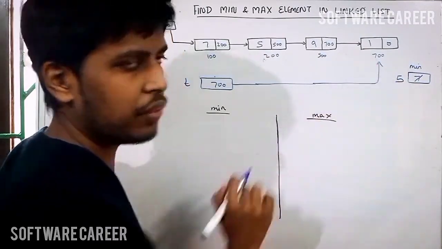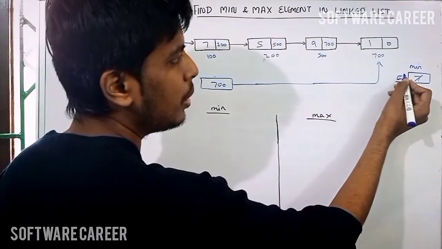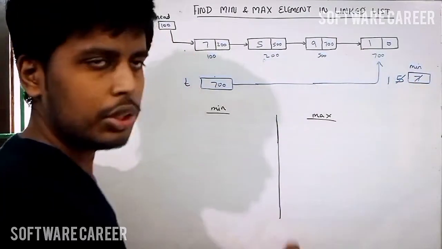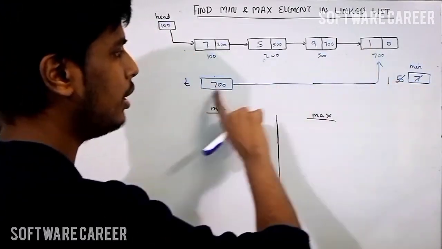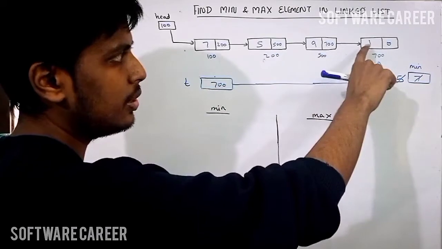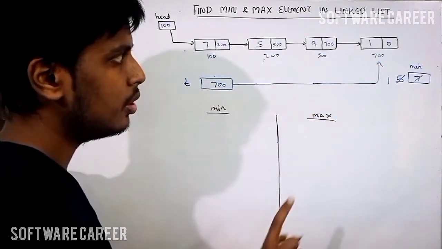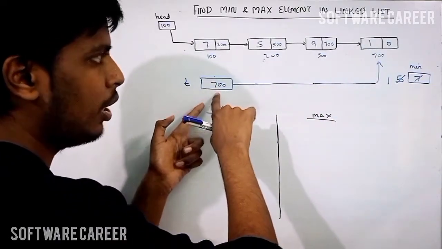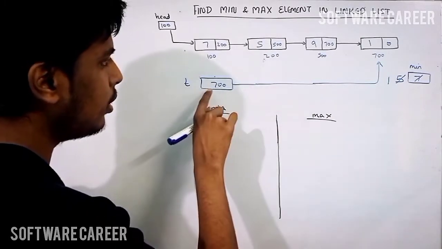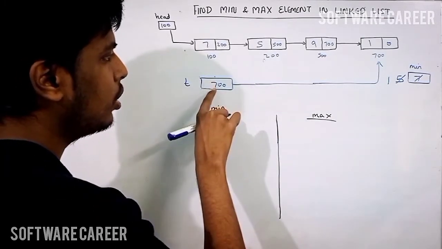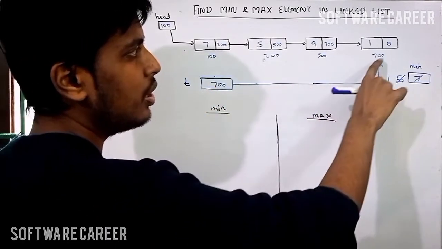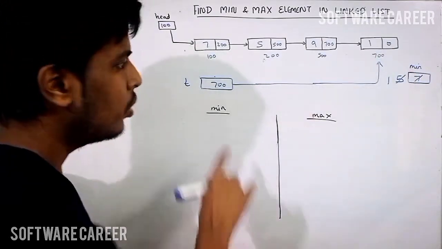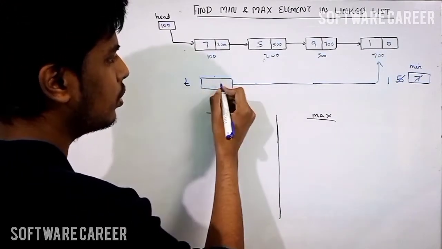Yeah, 1 is less than 5. So you should update the minimum value to 1. You should write minimum equals to t data. T is 700, 700's data is 1. You should update it. Now you should move the t pointer to the next node. That is t equals to t next. So t is 700. 700's next is 0. So I am updating it to 0.